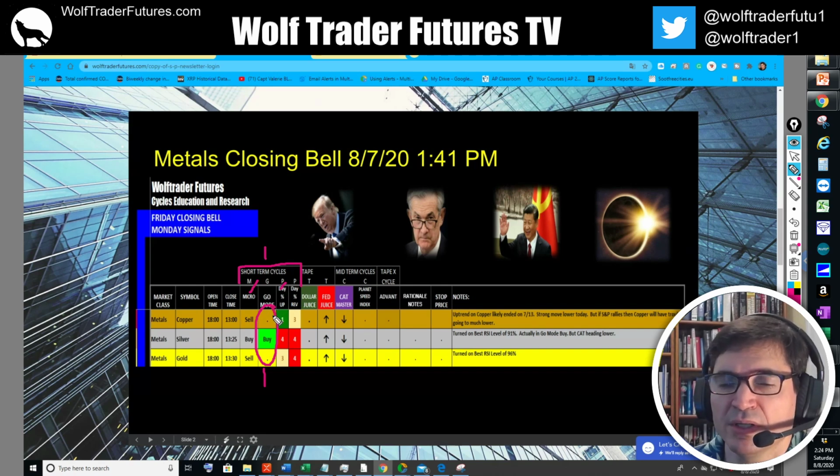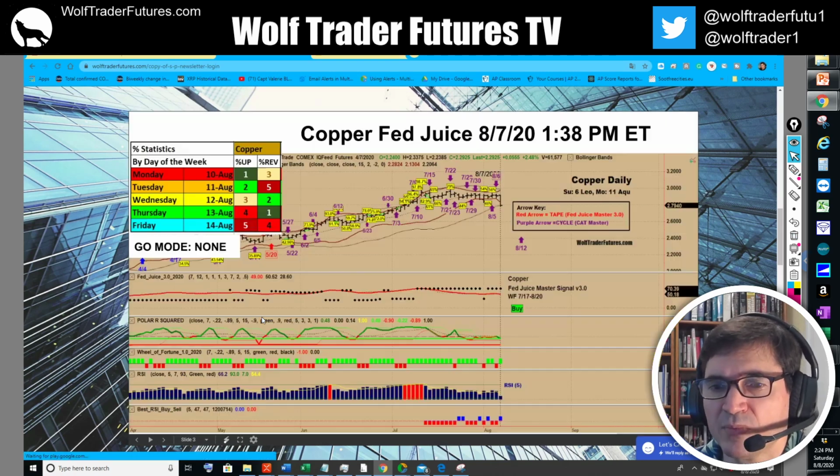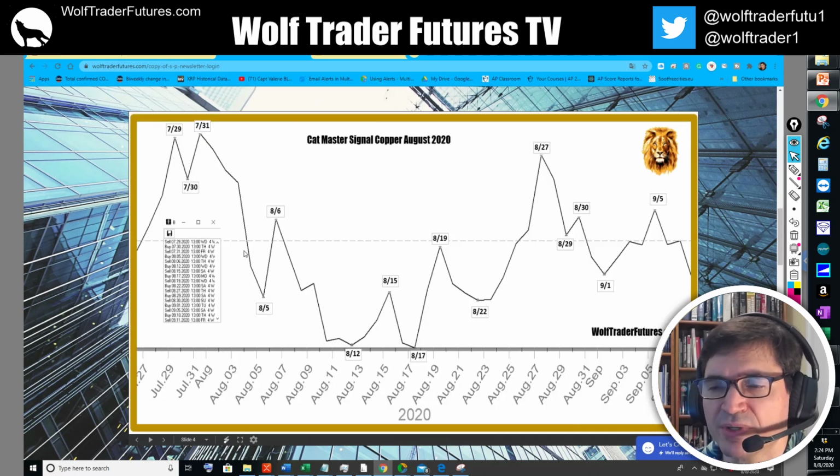Like silver is a buy on Monday on the Go Mode, right? So that's lining up a microcycle with RSI. But it has nothing to do with the Fed. This is just for those of you who want that ultra aggressive trade, another way to look at the market on the short term. So that's the idea with that. And I put the days of the week here, which we'll get into in another video, but that's more just fine tuning stuff.